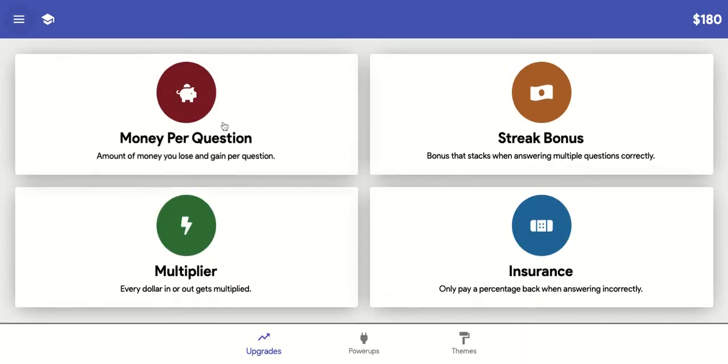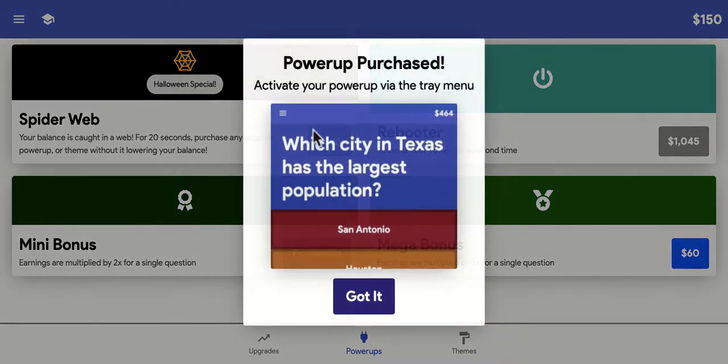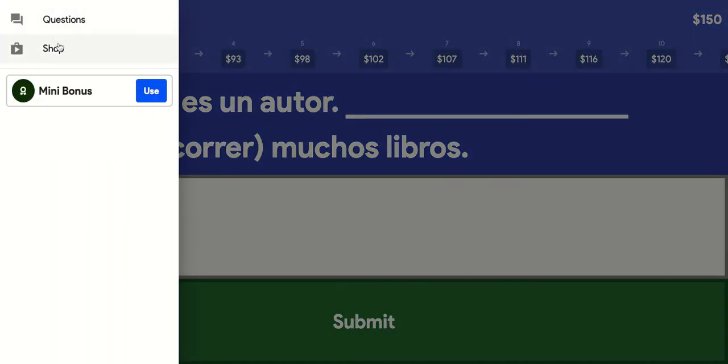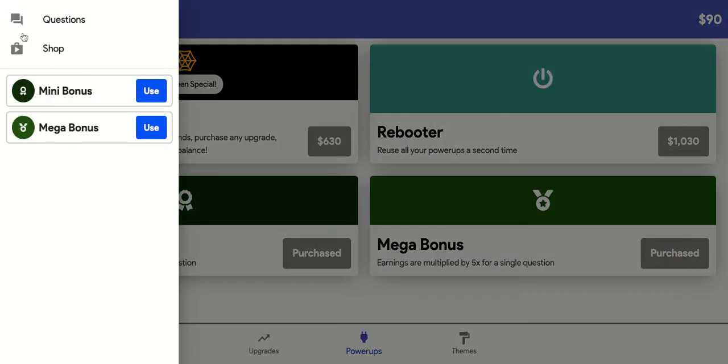Okay. Well, I'm going to go check out my power-ups and make sure that I get my mini and mega bonus. By the way, another reason that I buy these mini and mega bonuses right at the start is because they cost way less than if I continue playing the game, because the price will continue to rise as I play the game. So I'm going to go ahead and buy these while they're cheap, because it just makes it a lot easier to get them and use them so that I can earn the most money per question. So I'm going to go back into my shop, buy that mega bonus, and I can't buy anything else, so I'm going to continue on with my questions.